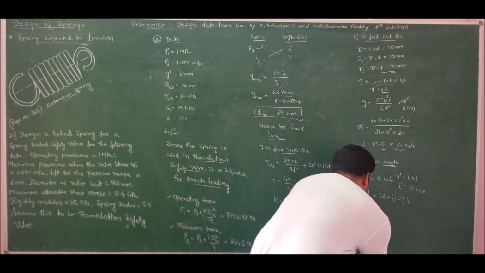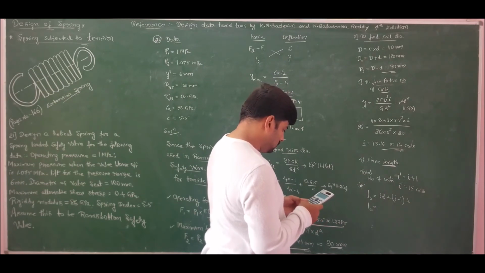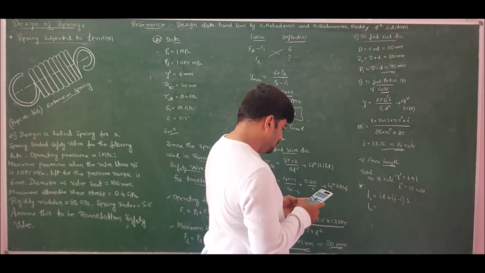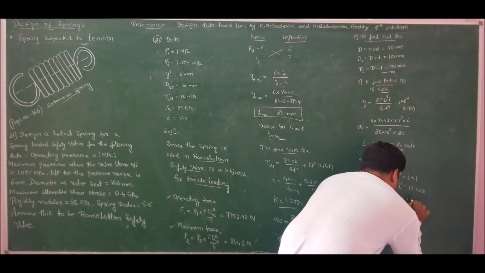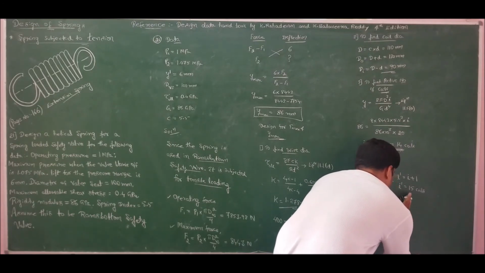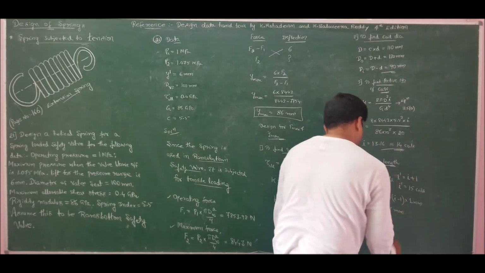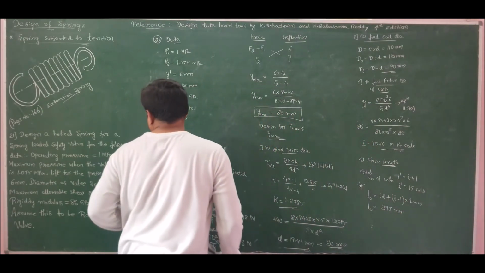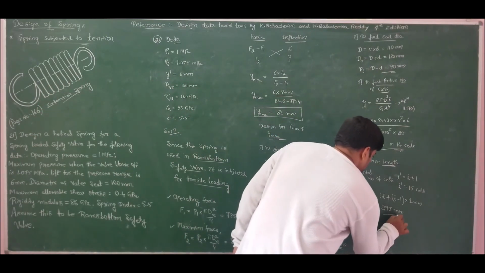So therefore free length L naught will be 14 into diameter 20 plus 13 into 1 mm, that is 293 millimeters. That is, I minus 1 into 1 mm. So we can consider a 1 mm gap between the coils when it is unloaded. So therefore free length will be 293 millimeters.